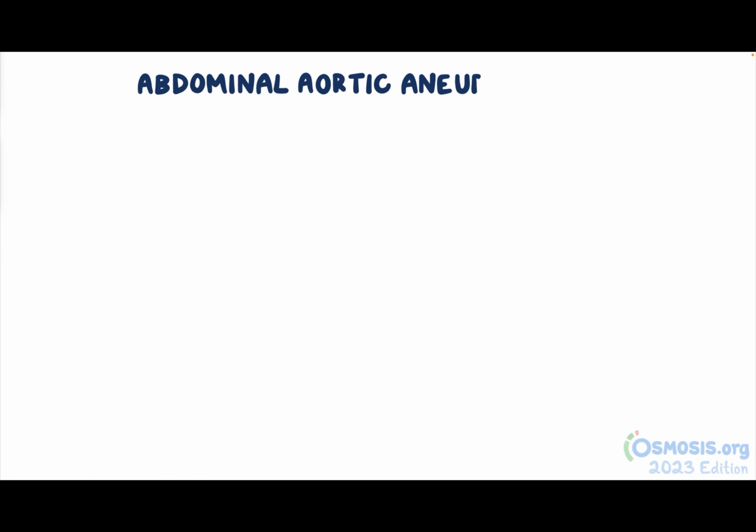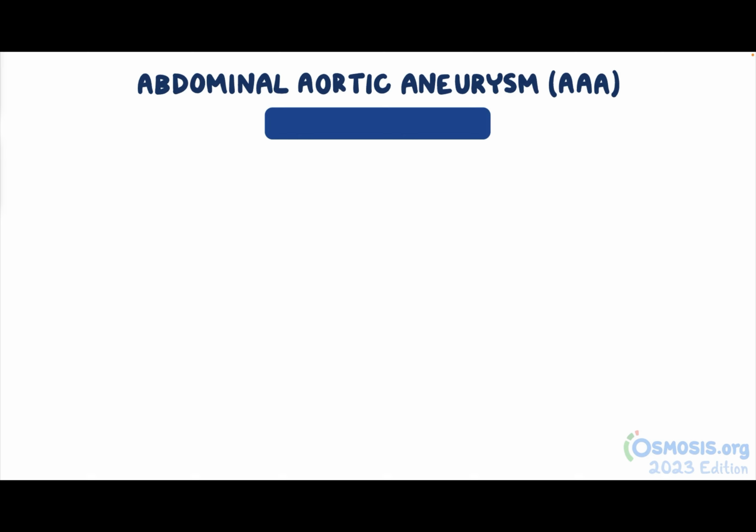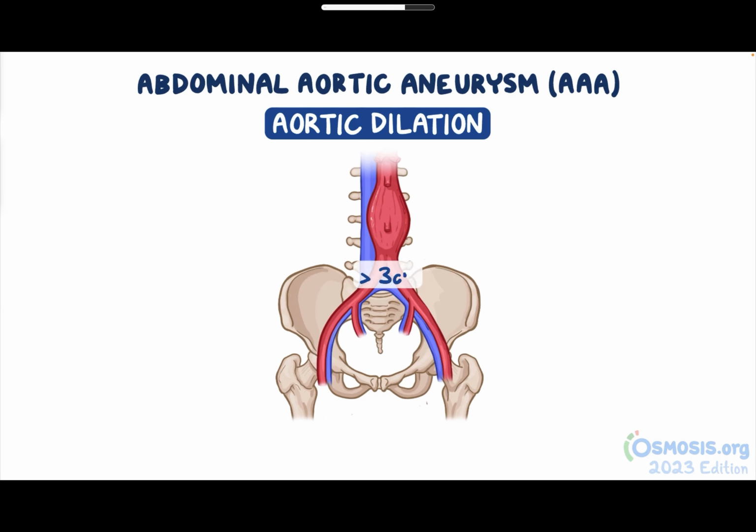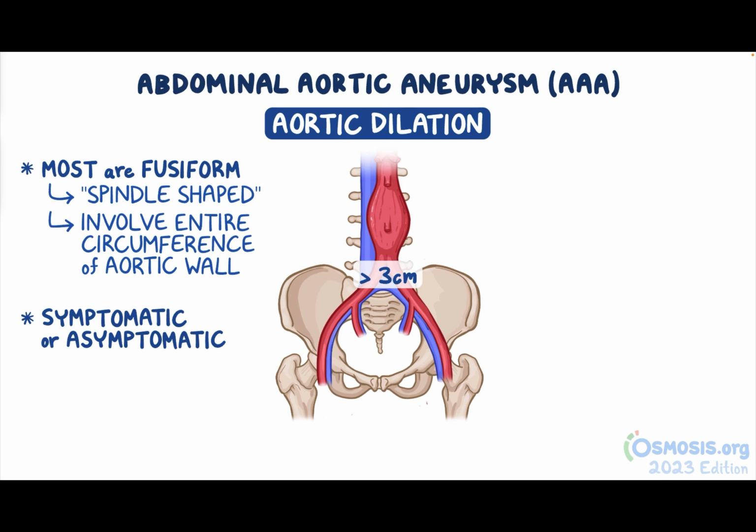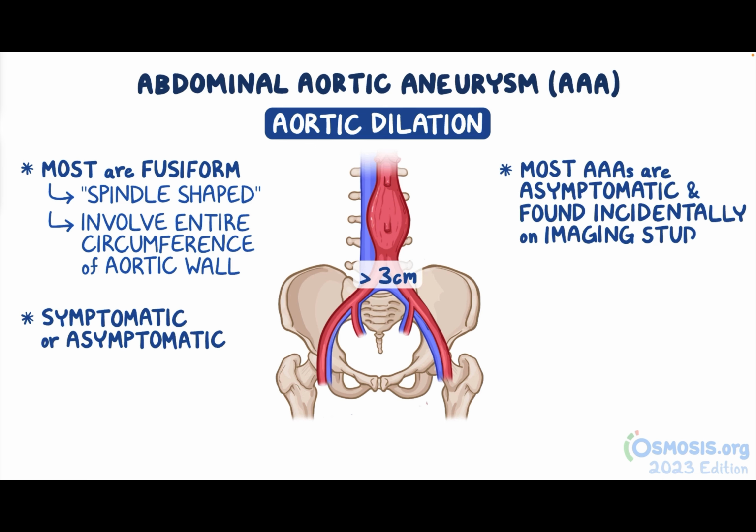Abdominal aortic aneurysm, or AAA, is defined as aortic dilation greater than 3 centimeters in diameter. Most AAAs are fusiform, which means they're spindle-shaped and involve the entire circumference of the aortic wall. Based on the symptoms, AAA can be symptomatic or asymptomatic. While most AAAs are asymptomatic and found incidentally on imaging studies, all AAAs are at risk for expansion and rupture.